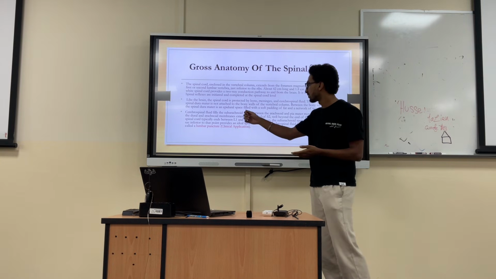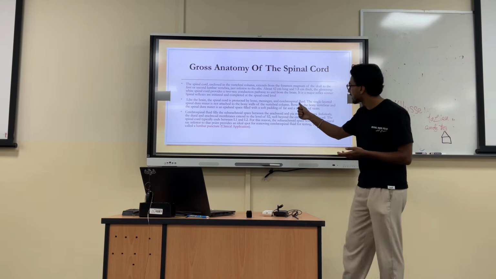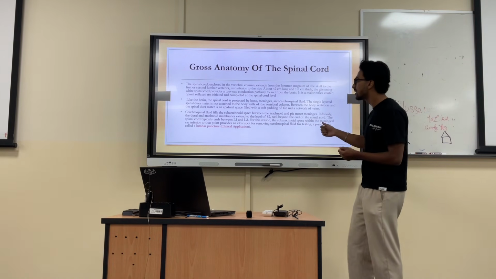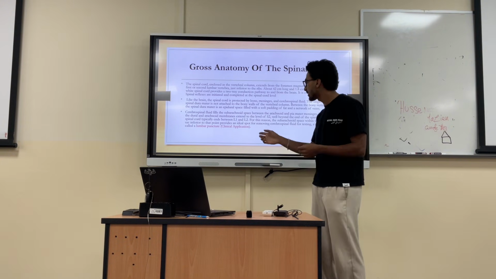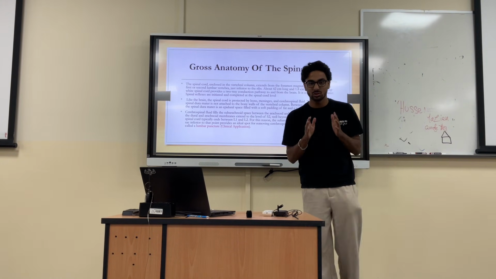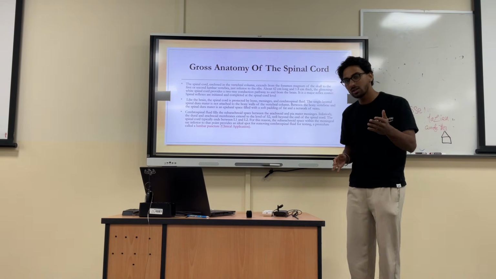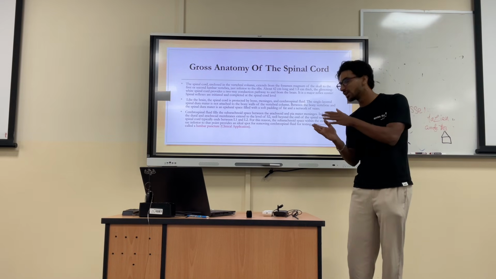The cerebrospinal fluid fills the subarachnoid space between the arachnoid and the pia mater meninges. Inferiorly, the dural and the arachnoid membrane extend to the level of S2, the sacral 2 level, but the spinal cord ends at the L1 and L2 level.